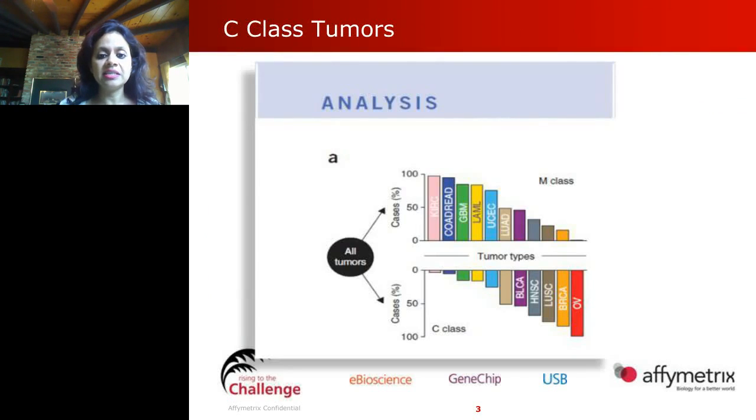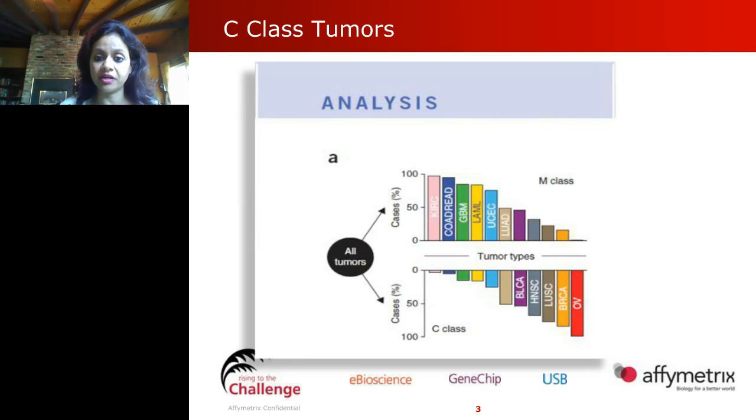Digging a little deeper into this data, what you see here on this slide are the tumors along the bars, and on the top you see the M-class tumors, and on the bottom you see the C-class cases in terms of percent of cases with an actionable alteration. On the extreme right, what you see is ovarian cancer in red called OV, and you can see that it's almost completely dominated by copy number changes, and they've rarely found mutation events in the top half.